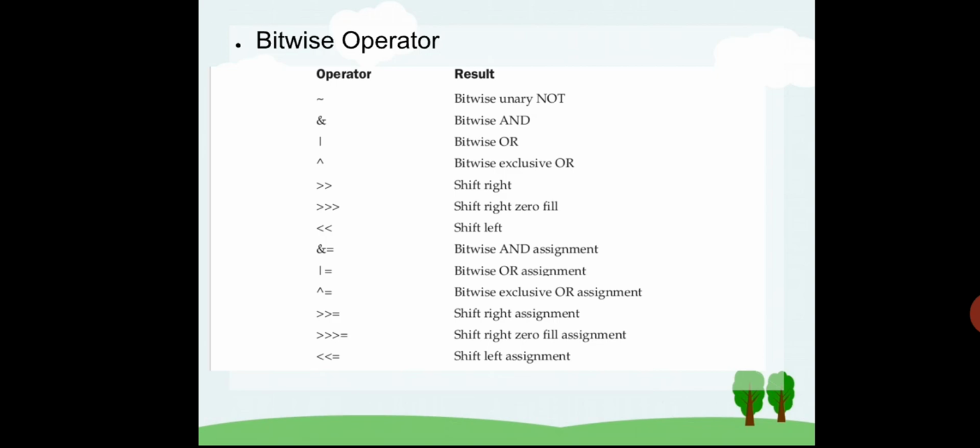If you shift your bits 2 positions to the right side, definitely that 1 will come under 2 to the power 3 position. That means 8. So 32 will become 8. Fine. So it is difficult to imagine. You have to practically do it.